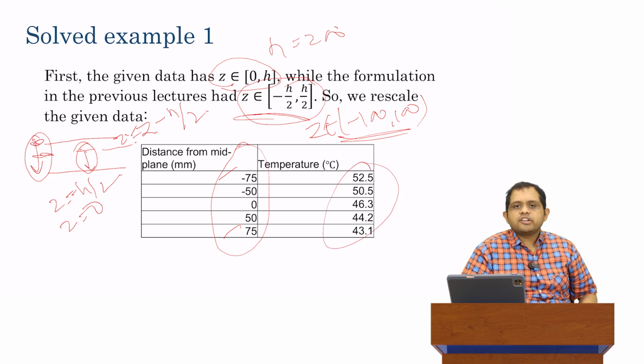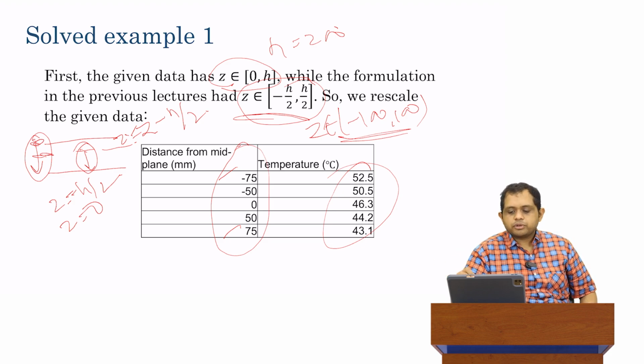The temperature distribution stays exactly the same because after all, it's just a coordinate transformation. We are changing the coordinates of our points. We're not changing the values of the temperature at those points. So physically, the points are still where they are. We are just doing a coordinate transformation.